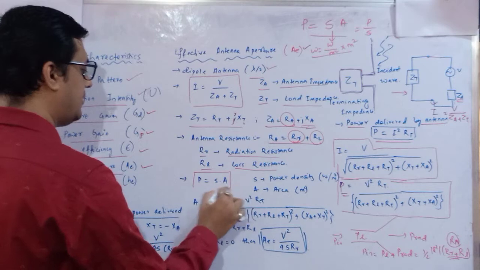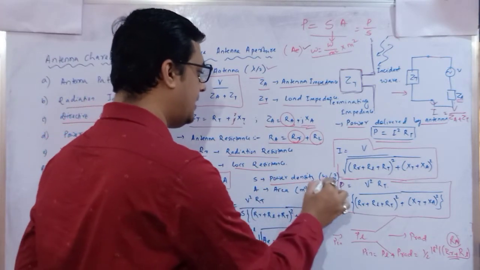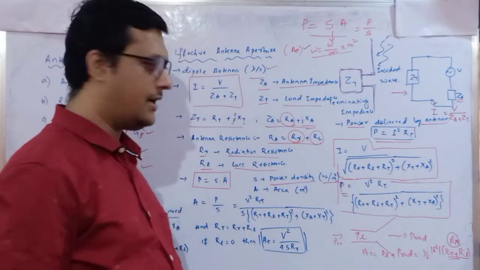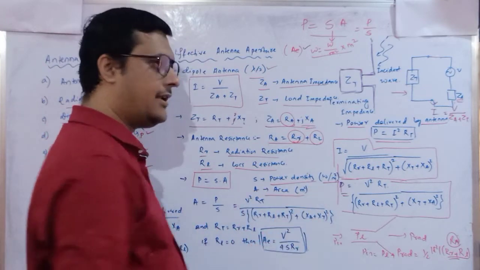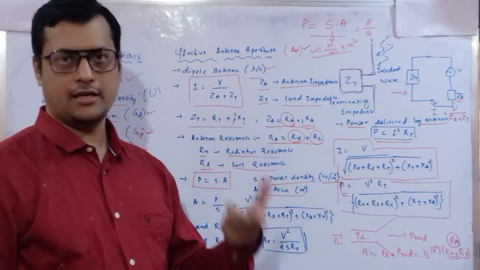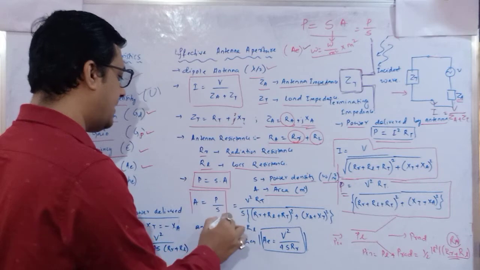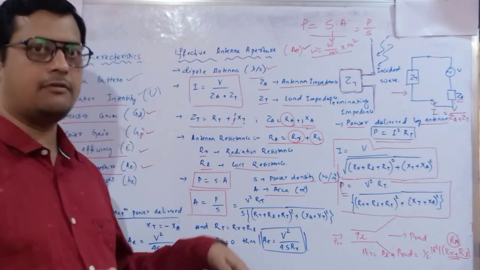P is equal to S into A, where S is called the power density, watt per meter square, and A is the cross section area of that antenna. If you multiply these two, you will get the radio power delivered. Next, what is A? A I can write as P by S. Okay, S will be given to you.